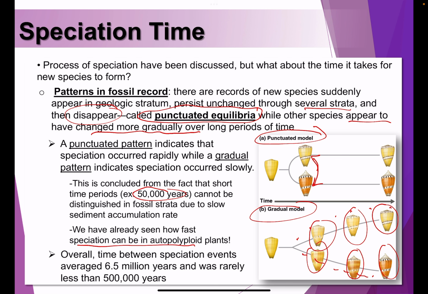So overall, the time between speciation events averaged about 6.5 million years and was rarely less than 500,000 years, let alone the 50,000 years that we talked about earlier. Now, we won't get into the details of how they came up with these 6.5 million years and 500,000 years numbers. The book also didn't go too deep into it, but they say that by studying fossils of many different species, this is what they came up with.